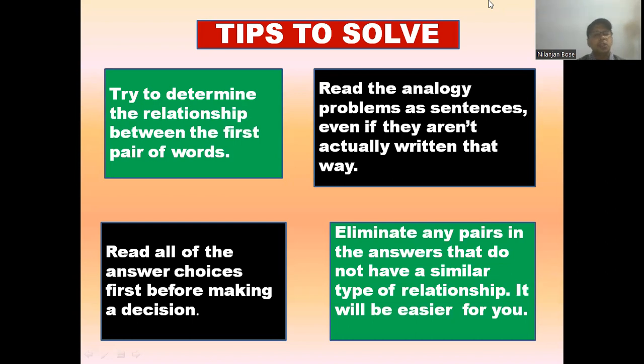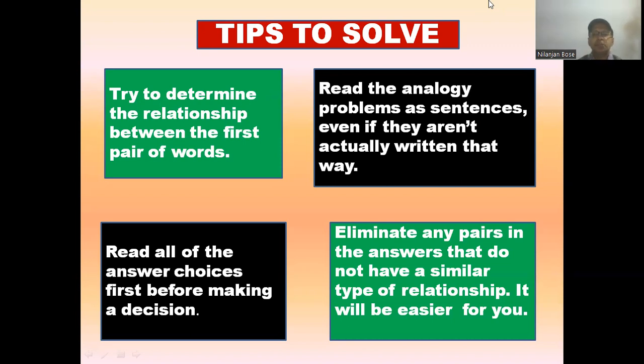Talking about the third tip, read all of the answer choices first before making a decision. Before making a decision, you have to go to the answer options and see how they are related, because it is going to play a really important role while you are selecting the answer. And the last tip, which is more important: eliminate any pairs in the answers that do not have a similar type of relationship. It will be easier for you.